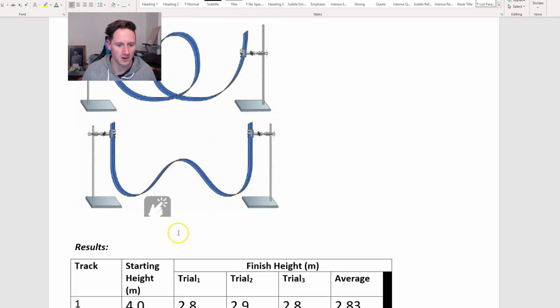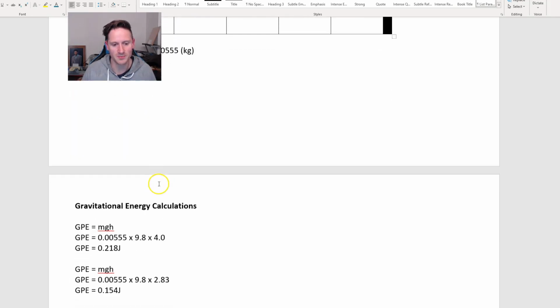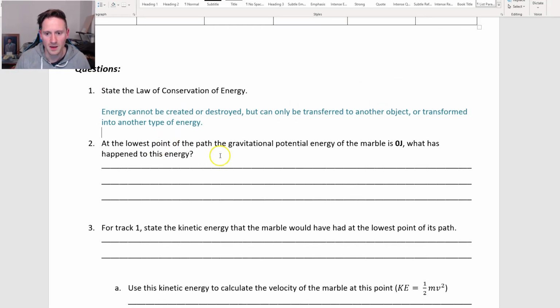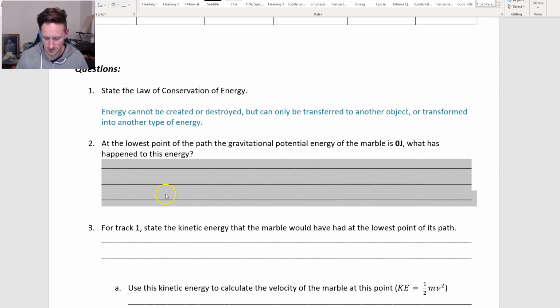Now, realistically, our roller coasters aren't really hitting the floor, but it's pretty close, so we're just going to pretend that it does. So what has happened to this energy? It's been transformed.